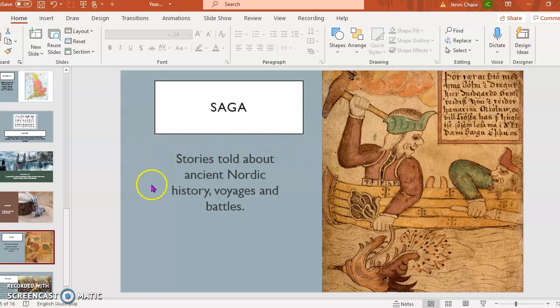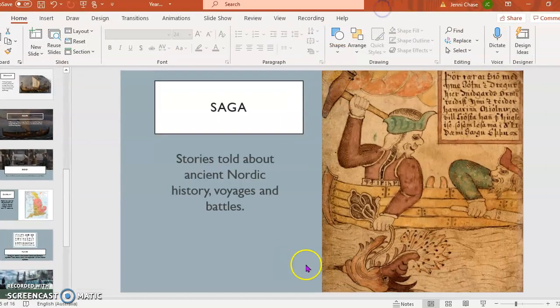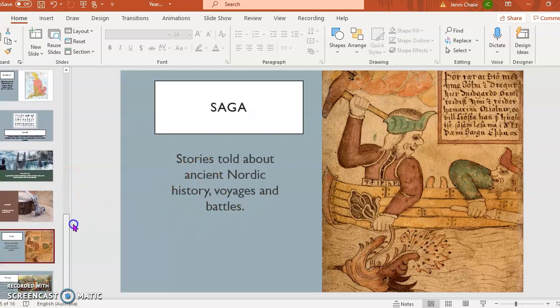Saga. These were stories told about ancient Nordic history, voyages, and battles. I mentioned already that a lot of the knowledge that we have of Vikings comes from archaeology. A lot more comes from these sagas. Many of the sagas were written a couple of hundred years after the Viking Age in Iceland. Especially when we look at the voyage to America, we know about that voyage through these sagas, and we'll have conversations about how historically accurate they are. But they're very famous stories.